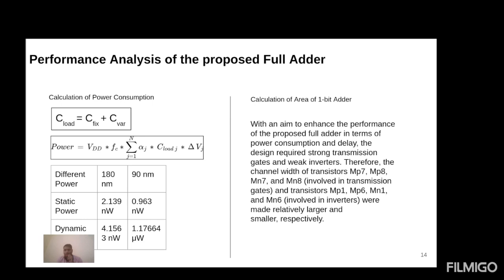The calculation of the area of a 1-bit adder is the main thing. The circuit is designed to minimize or optimize the area of the total circuit without performance degradation, that is, without losing performance by consuming more power or increasing the delay.